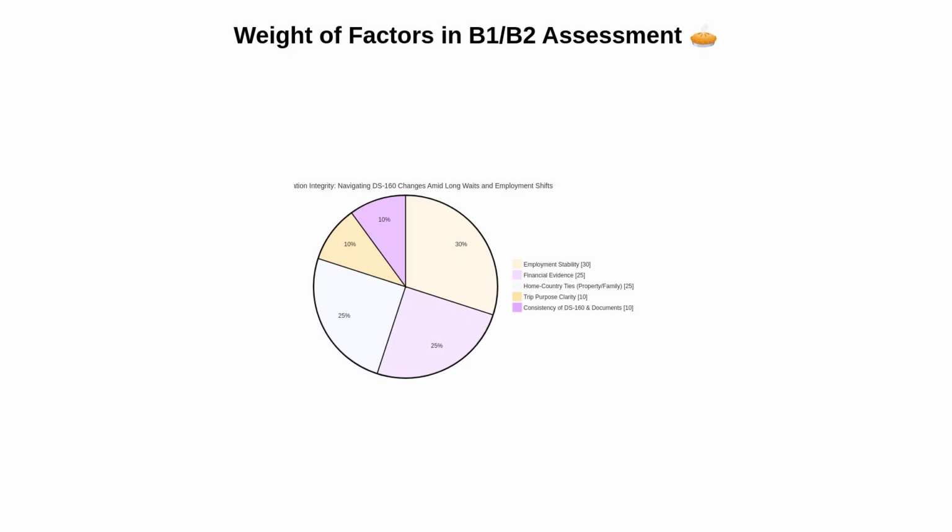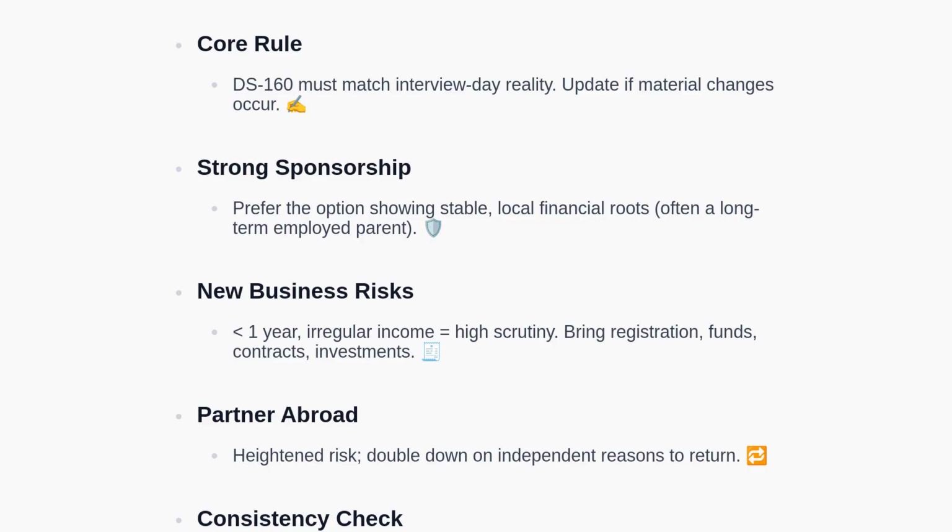Now, before we wrap up, here is a concise Markdown-style deep dive you can screenshot for quick recall. Here is a quick reference overview in Markdown style. The core rule is that your DS-160 must match interview day reality. Submit an updated form if material changes occur. For sponsorship, choose the option that shows stable, local financial roots, often a long-term employed parent.